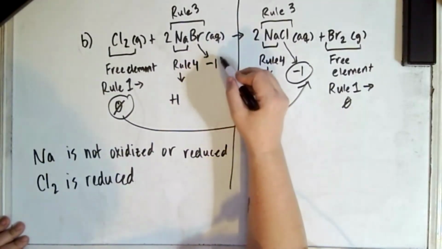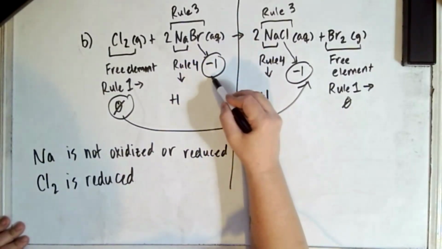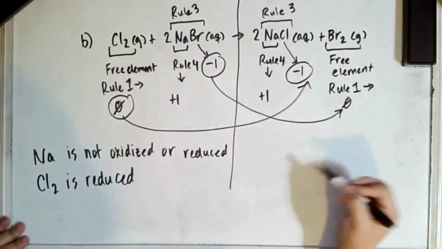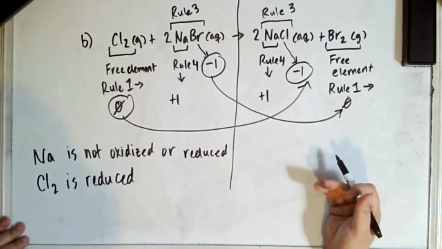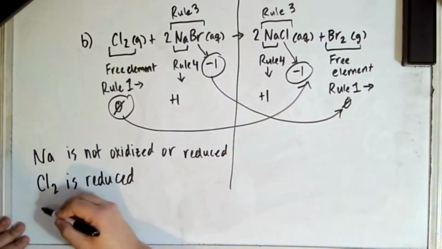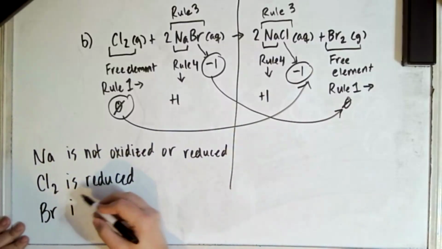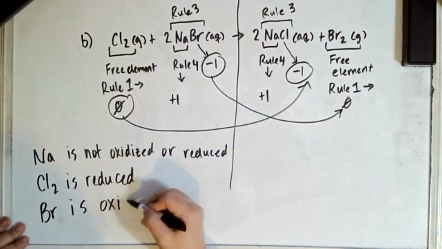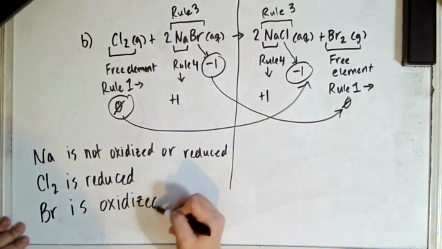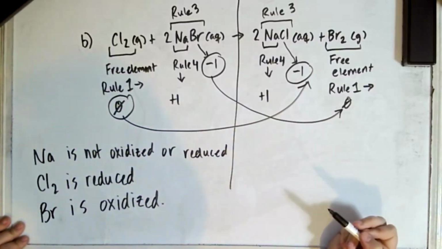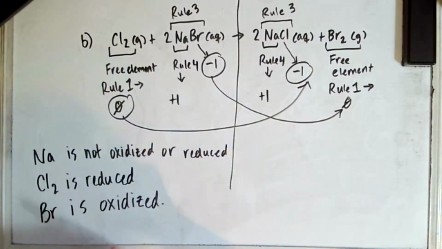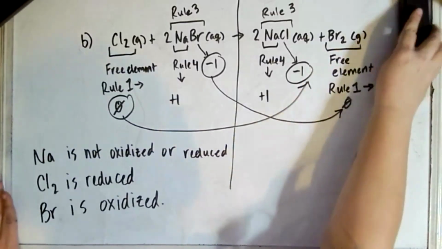Our bromine, on the other hand, it went from a -1 and it went up to a 0, right? 0 is more positive than -1. So that means that our bromine must have lost electrons to get more positive. So our bromine is oxidized. Okay. Let's try one more example.